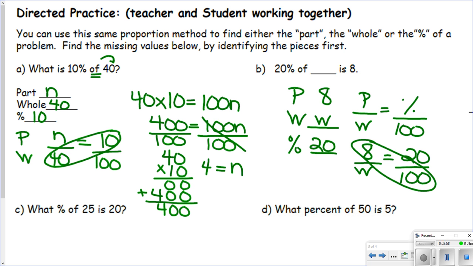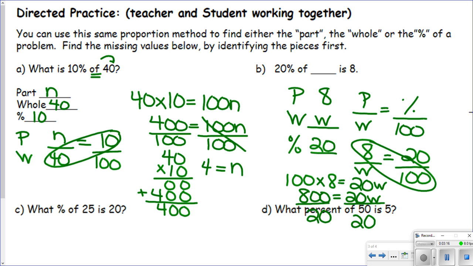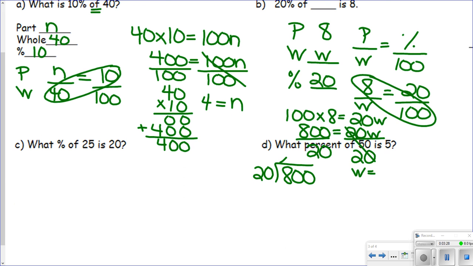Cross multiply. 100 times 8 equals 20W. 800 equals 20W. I'm going to divide both sides by 20. 20 does not go into 8. 20 goes into 80 4 times. Bring down the 0. 20 into 0 is 0. W equals 40.